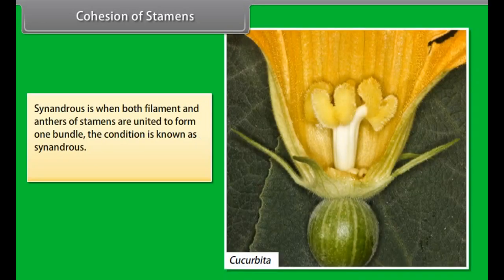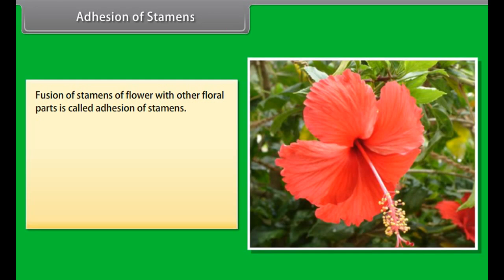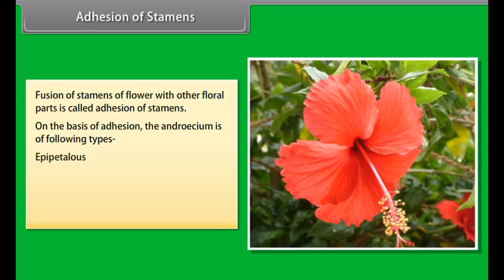Synandrous is when both filaments and anthers of stamens are united to form one bundle. Example, Cucurbita. Adhesion of stamens. Fusion of stamens of a flower with other floral parts is called adhesion of stamens. On the basis of adhesion, the androecium is of the following types: epipetalous, episepalous, epiphyllous, gynandrous.